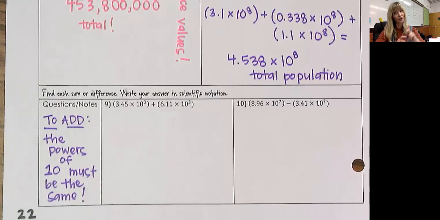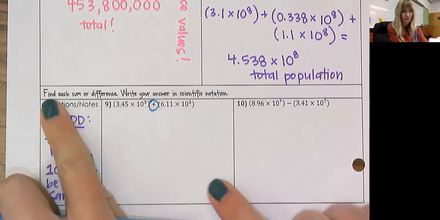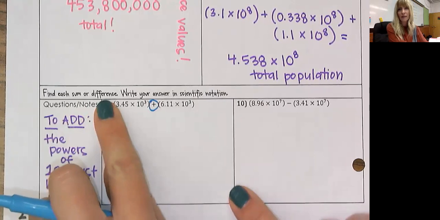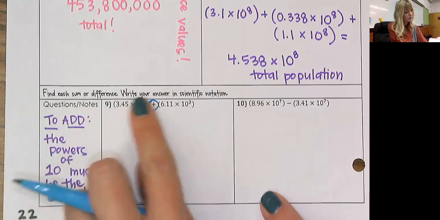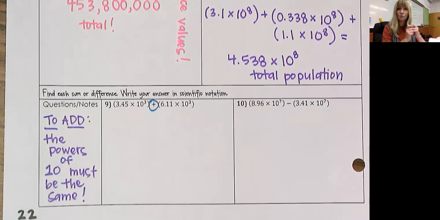And if the powers are not the same, guess what? You got to be super tricky and make them the same. Okay? Let me show you on these two examples here. So the very first thing I look for, if I see, okay, there's my operation. First of all, look up here. Find each sum or difference. Those words mean add and subtract. Write your answer in scientific notation. So your answer needs to be written and kept in scientific notation.